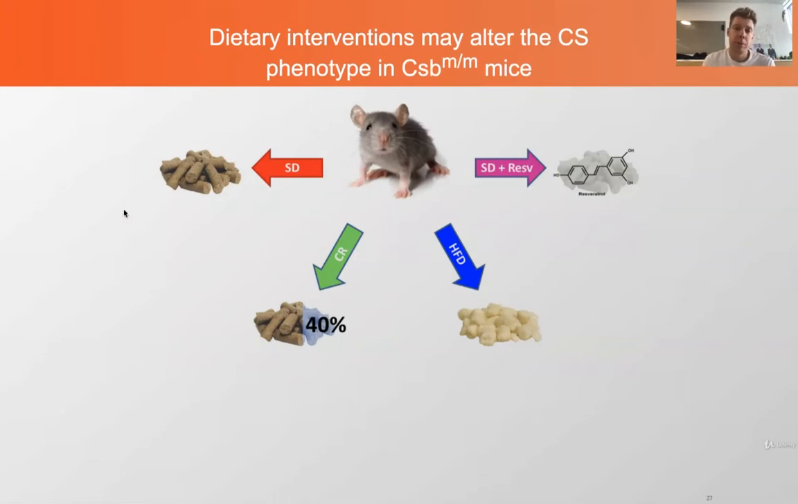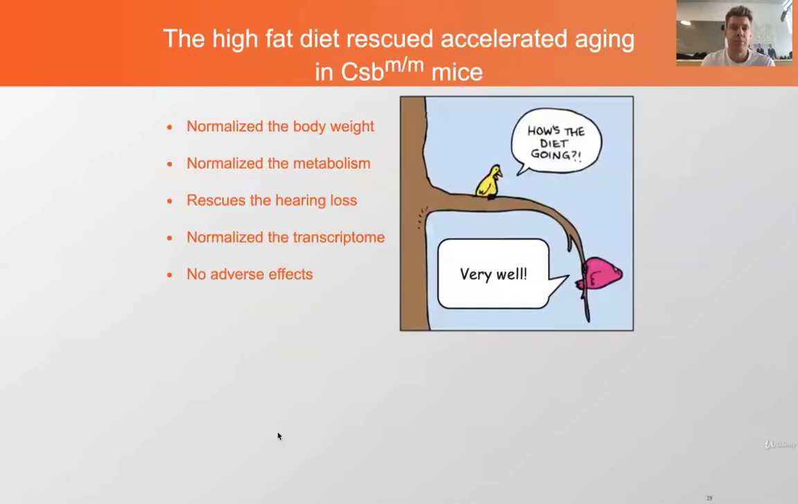So we wondered if we could exacerbate the phenotype by feeding the mice different diets. So we have mice on a standard diet, on caloric restriction, and we thought that the caloric restriction would be beneficial for the mice. We also had mice on a high-fat diet, and because we did the study with Rafa de Cabo, we also included resveratrol. To our surprise, the high-fat diet actually appeared to be very good for these mice. It normalized their body weight, it normalized the metabolism of the mice, it rescued the hearing loss, and it normalized the transcriptome of the cerebellum. And we actually did not see any adverse effect. The mice did not develop diabetes, for example.